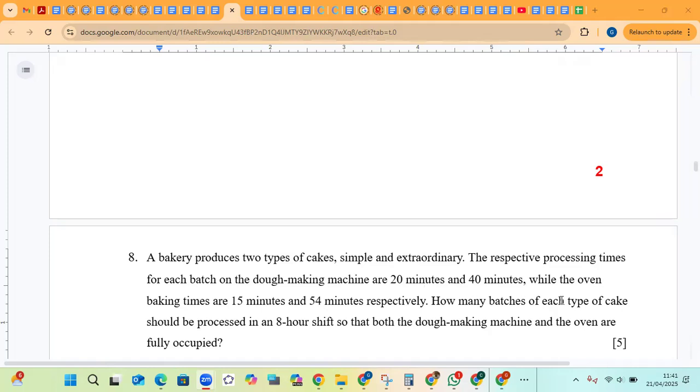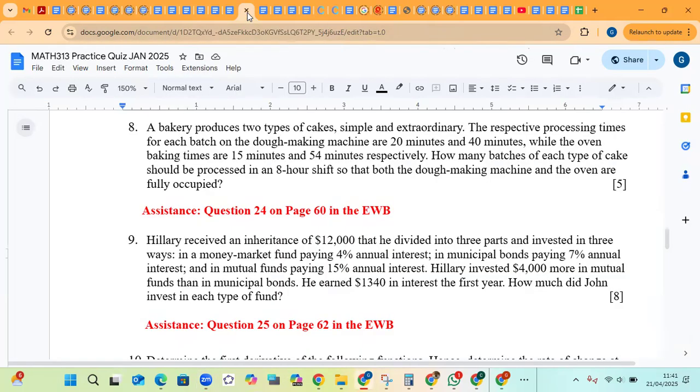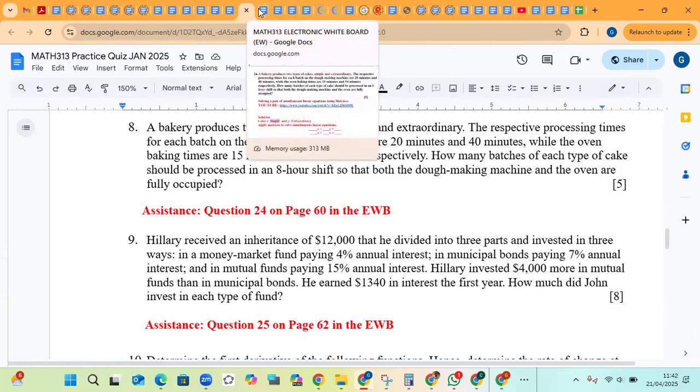How many batches of each type of cake should be processed in an 8-hour shift so that both the dough making machine and the oven are fully occupied? So let's see where we can go for assistance to approach such a question. Here it says that we can go to question number 24 on page 60 in the electronic whiteboard. So let us do that.